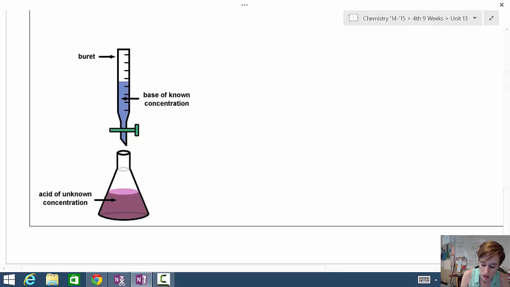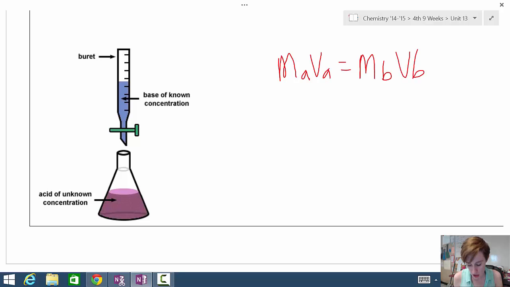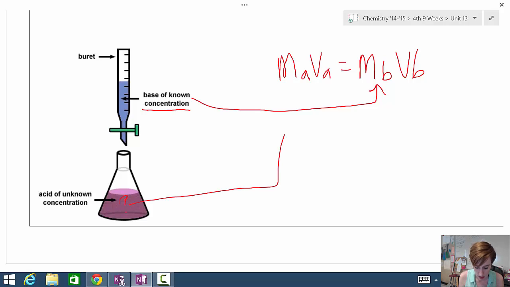Okay, so now I'm going to show you what this formula looks like in the lab with a titration. Okay, so here's my formula. MA times VA, MAVA, equals MB times VB. The question is, in the lab, most of the time, we know the concentration of the base, which, by the way, is MB, right? And we usually will never know the concentration of the acid. We want to find what's the molarity of the acid, okay?